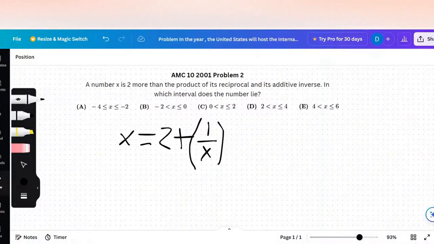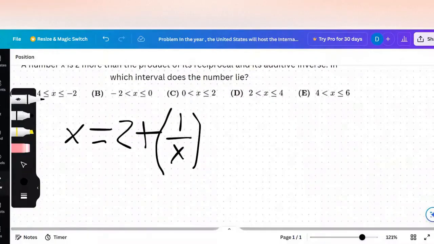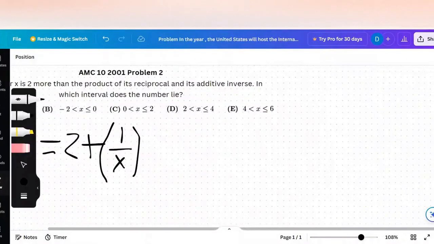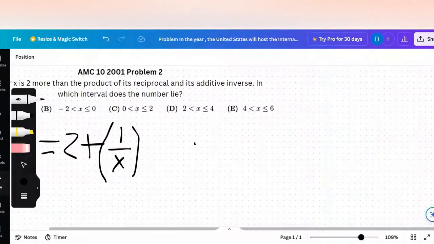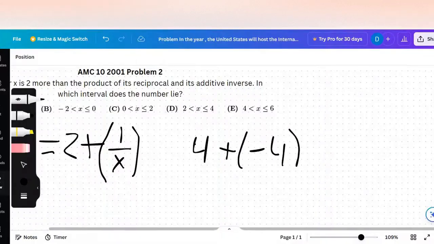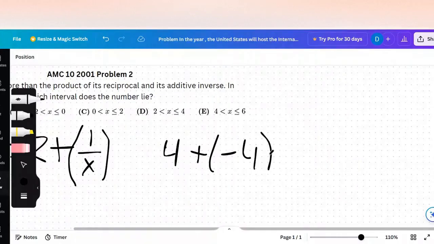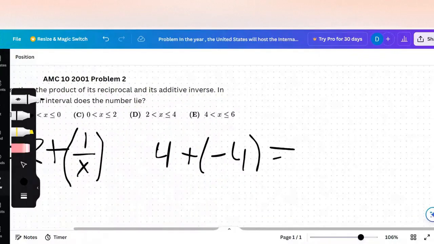So what is an additive inverse? I'm pretty sure none of you have heard of an additive inverse. Well, it's basically a number like 4, right? Its additive inverse is -4, because when you add 4 and its additive inverse, or a number or variable and its additive inverse, it equals 0.